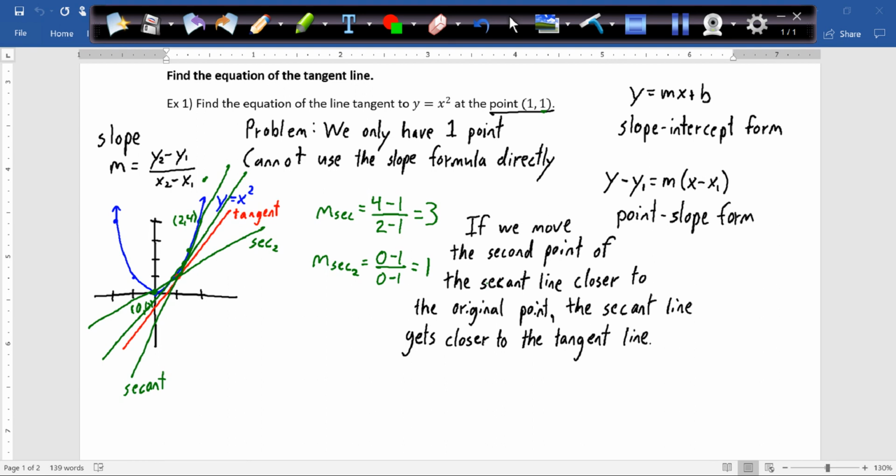Okay. So we move that second point closer to the original point, and our secant line becomes closer to the tangent line. That lets us find a slope that's closer and closer to the slope of the tangent line. Now, to get a really good estimate of the slope of the tangent line, I would need to move the points pretty close.